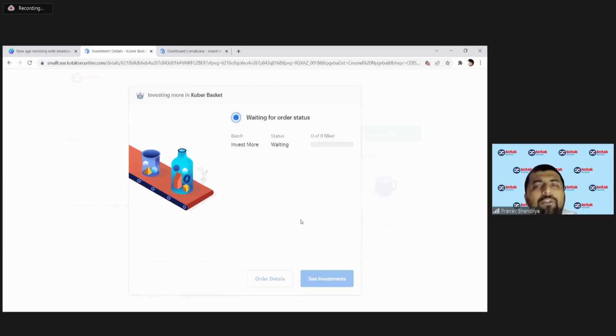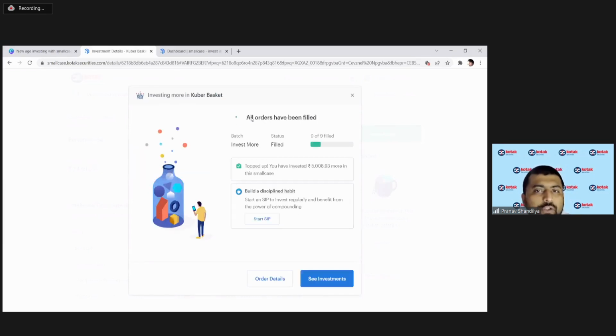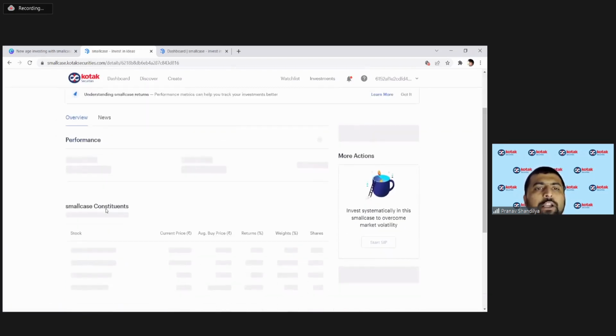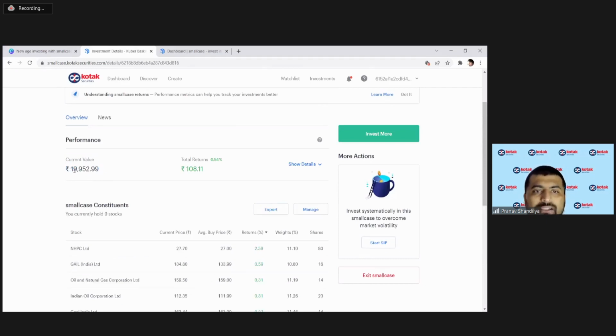Again, you will have to wait for a period of 5 to 10 seconds till all these orders get placed. Once that is done, it will show. Now you can see that all the orders have been filled. Here you can see that you have topped up, investing 5,000 more into this particular smallcase. It's clearly visible. When you click on see investments right now and head over to your basket, you will be able to see that the current value of your investment has increased to approximately 20,000 rupees.